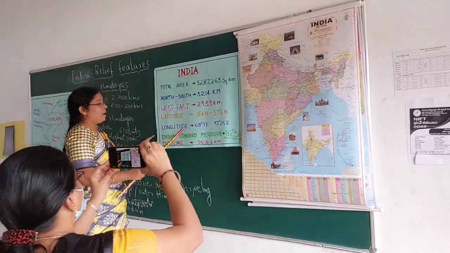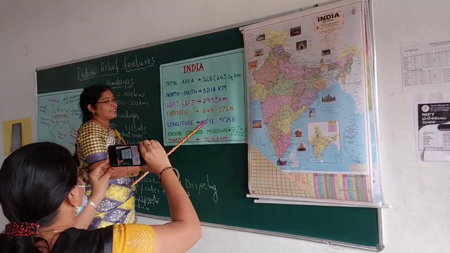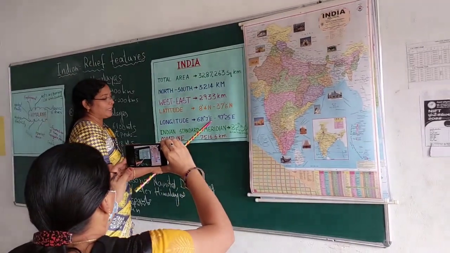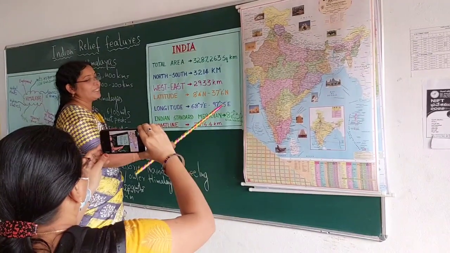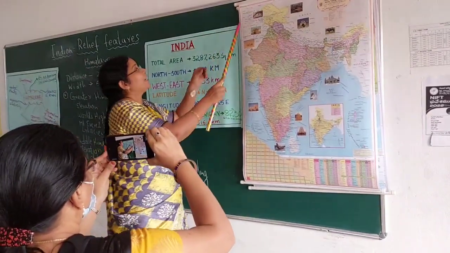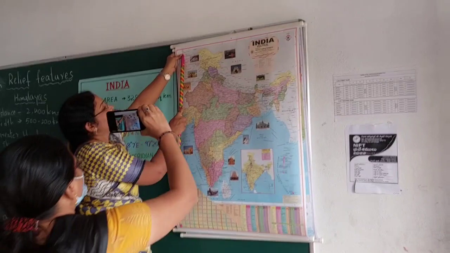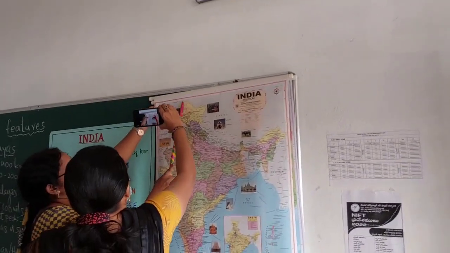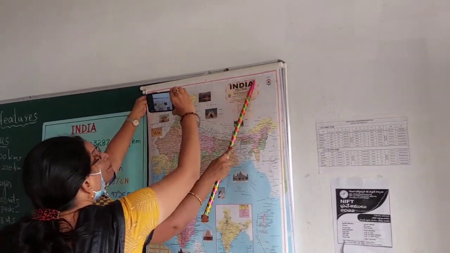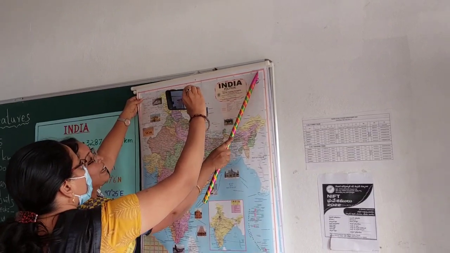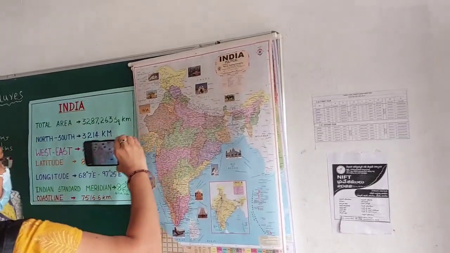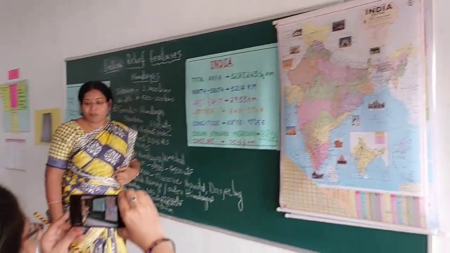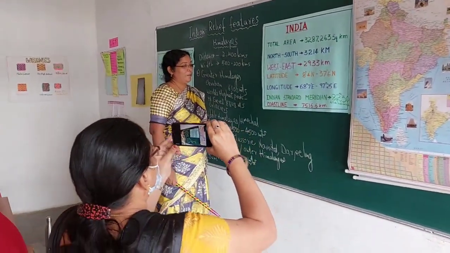Coming to the longitude extension: 68 degrees 7 minutes east to 97 degrees 25 minutes east longitude. So here you see 68, go on like this, 68, 72, 76, up till here 96, and here comes the 97. This is the longitudinal extension of our country.